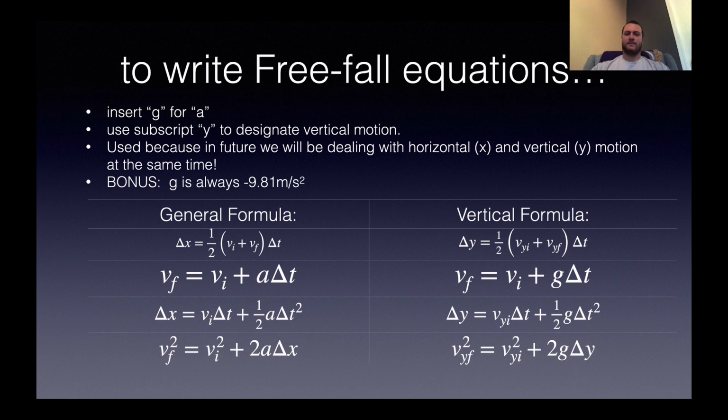Important little piece here. g is not gravity. g is the acceleration caused by the force of gravity. This negative 9.81 meters per second squared is an acceleration. It is the result of the force of gravity. Okay? So g is not gravity. g is the acceleration due to gravity.